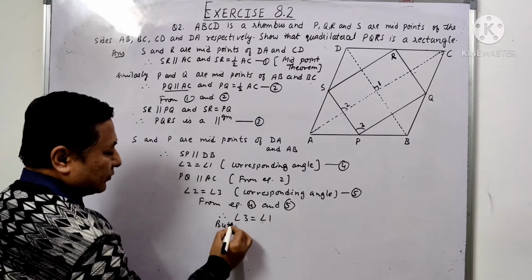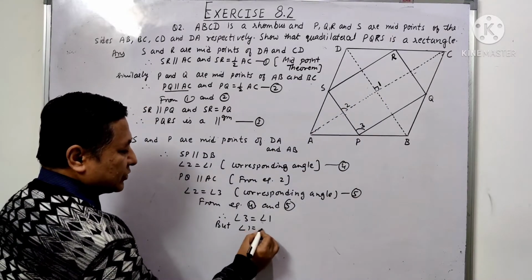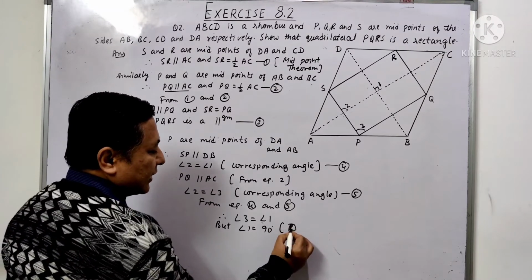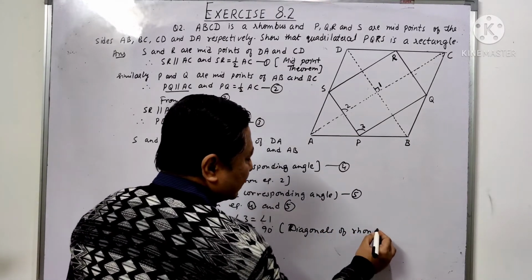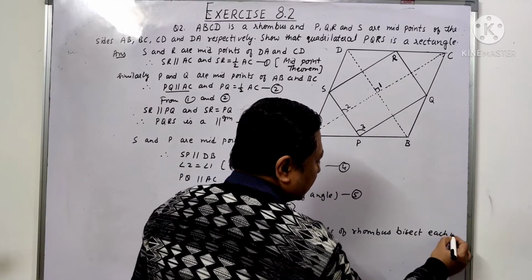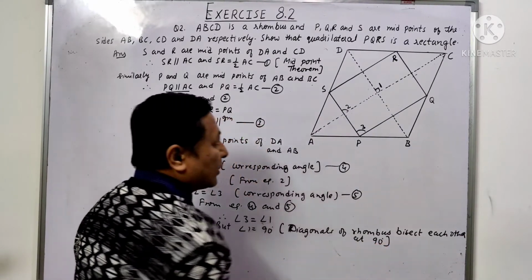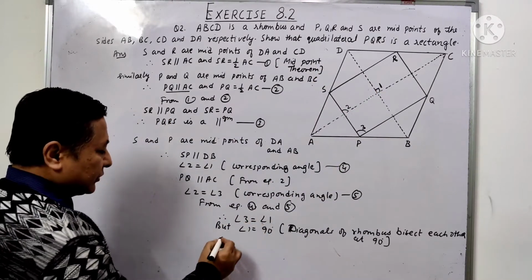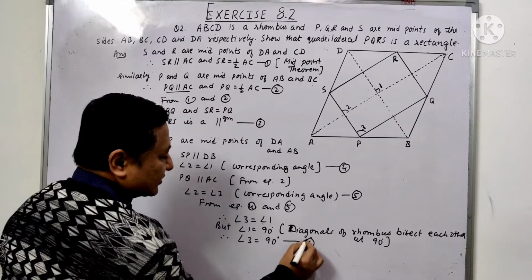But you can see that angle 1 is equal to 90 degrees. The reason is diagonals of a rhombus bisect each other at 90 degrees. Now since angle 1 is equal to 90 degrees and we have proved that angle 3 is equal to angle 1, therefore angle 3 is also equal to 90 degrees, and it is marked as number 6.